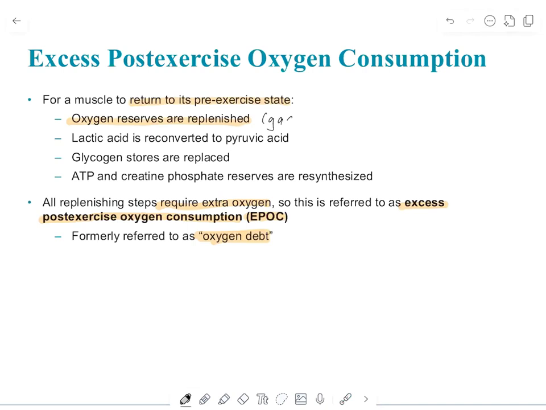This would just include things like gasping for oxygen, for more air. Doesn't even have to be gasping. It's going to be just the natural inhalation of the oxygen traveling deep into the lungs. The lactic acid can be reconverted into pyruvic acid. This can happen in the liver. Glycogen stores can be replenished. So, one way athletes sometimes do this will be to load up on polysaccharides like pasta, for example. Also, the ATP and the creatine phosphate reserves are resynthesized.